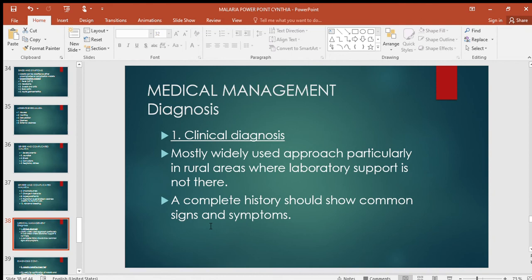So if you are writing in an exam, you can say a detailed medical history will review the signs and symptoms or the risk factors of a patient having malaria, maybe such as a patient is coming from an endemic area, or maybe they are children under the age of 5. Those are the ones who are prone to having malaria. So make sure you get a detailed medical history because it can help you make a diagnosis of malaria.